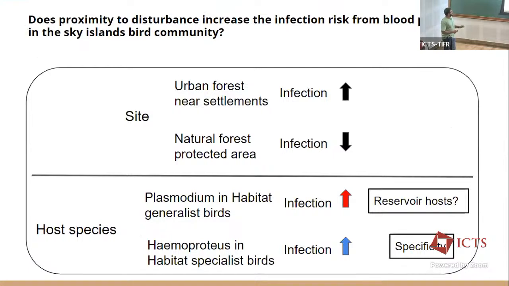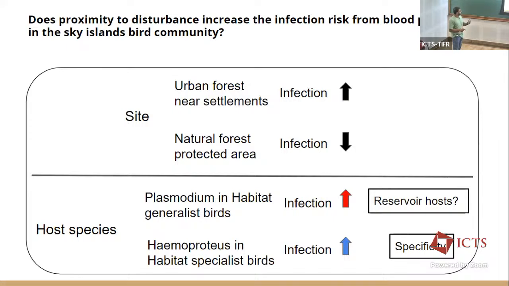And then my quick hypothesis, or the prediction, is the ideal term now, was that urban forests near settlements should have high infections, while natural forests should have low infections of both parasites, Haemoproteus and Plasmodium. And between host species, I had an idea that, we looked at, there are generalist birds and there are specialist birds. So blackbird or orange-red thrush, these are all generalist birds. They are found across elevation, multiple habitat types. And there are endemic birds which are very host specific. So these may have different responses.